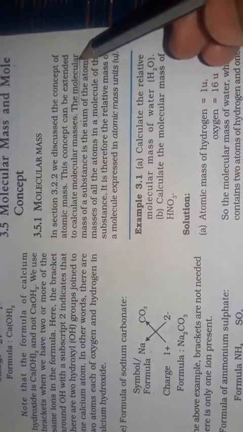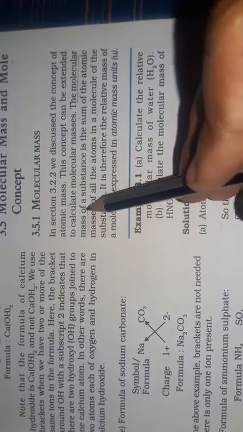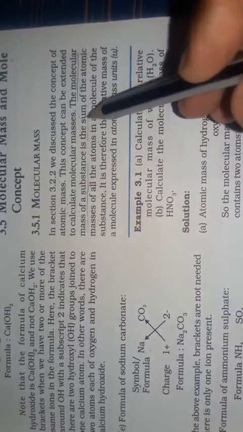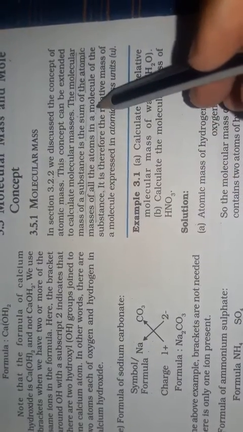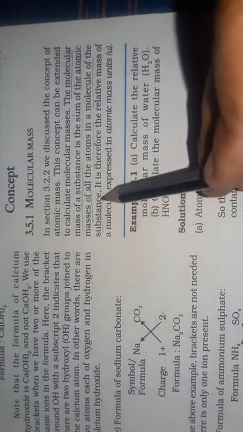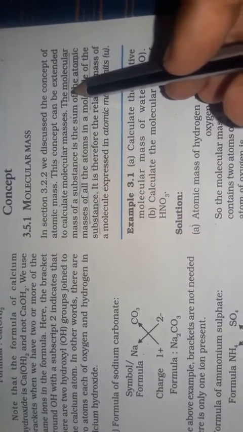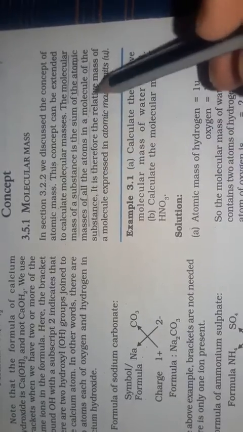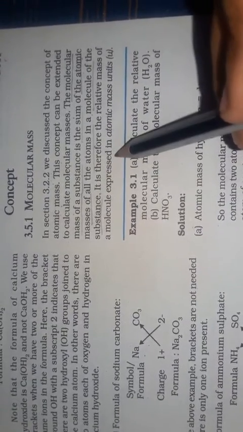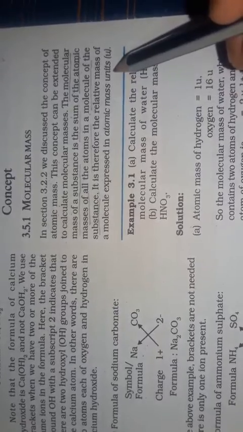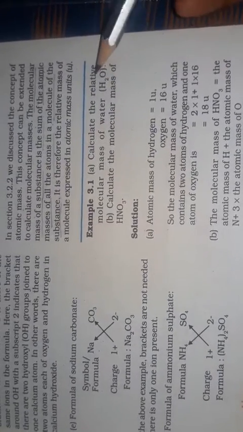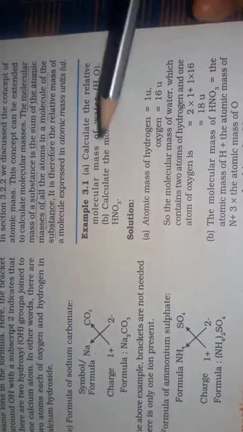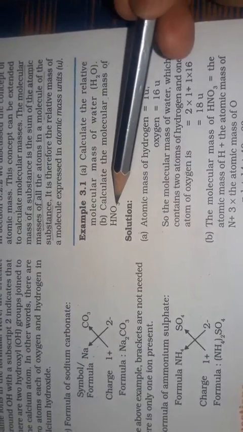Underline this statement: the molecular mass of a substance is the sum of the atomic masses of all the atoms in a molecule of a substance, that we call molecular mass. It is therefore the relative mass of a molecule expressed in atomic mass units, and the symbol is U. Okay, so here is an example: calculate the relative molecular mass of water, and calculate the molecular mass of nitric acid, that is HNO3.